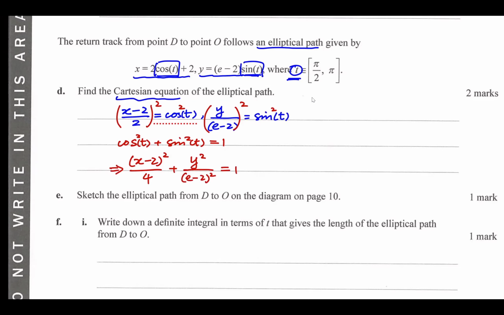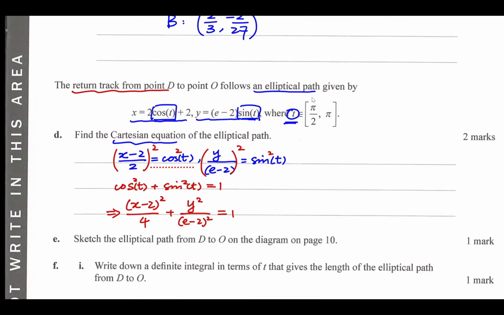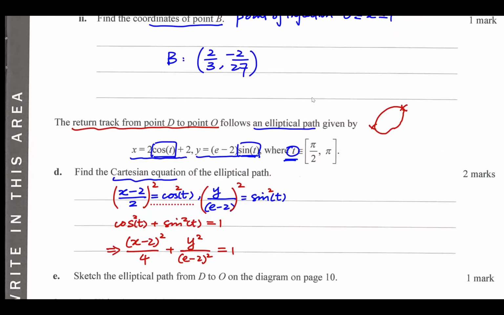But bear in mind, we only have the return track from point D to point O. So it's like from here to here. Okay? So basically we just got a quarter ellipse. So the next part is to sketch the elliptical path from D to O on the diagram on page 10, which is on the previous page.